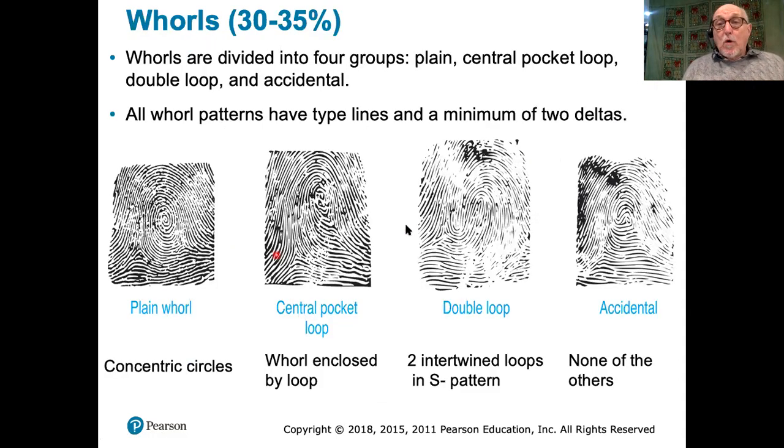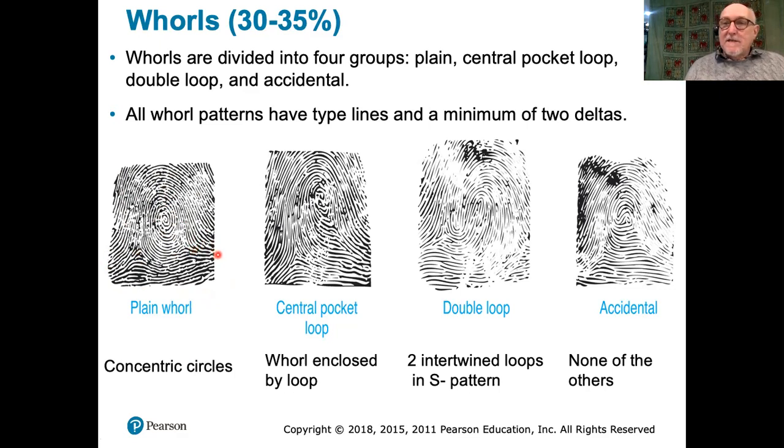Okay, so here are whirls, and the whirls are actually quite complicated because there are different kinds. Here is a plain whirl. That's what we saw before. And all it is simply a set of circles, right? But all the whirls have type lines around them. There are the upper type lines. Here are the bottom type lines, and they have two deltas. There is one delta there, and here is the other delta there.